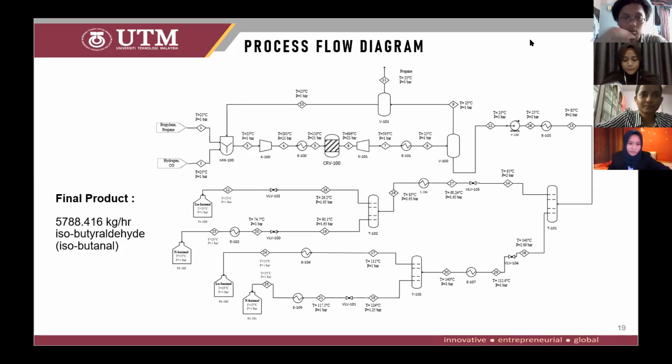You are missing a key point here. If you want to use a flash tank, there has to be a pressure reduction. That's the whole thing about the flash tank. There must be a pressure reduction. Oh yes, doctor. Take note of this and improve in your revised flow sheet. Thank you, doctor. We will improve.